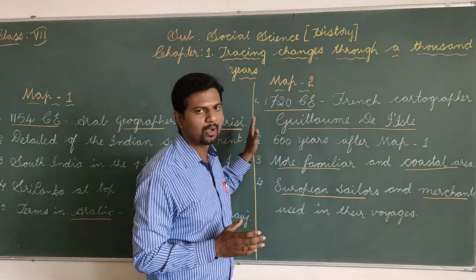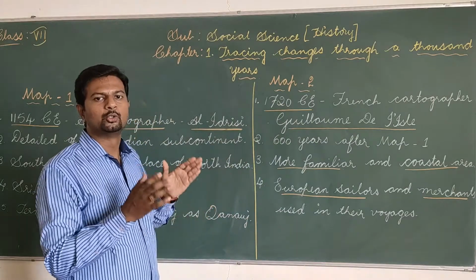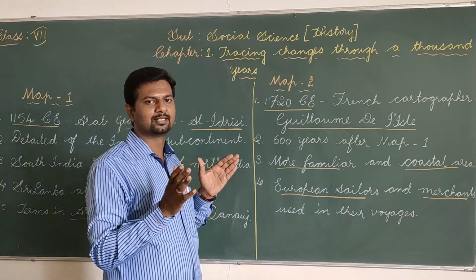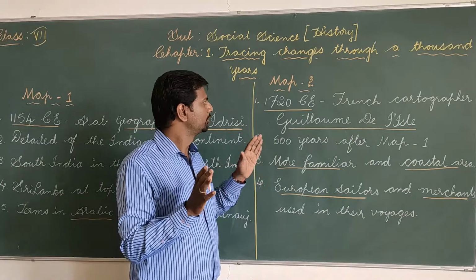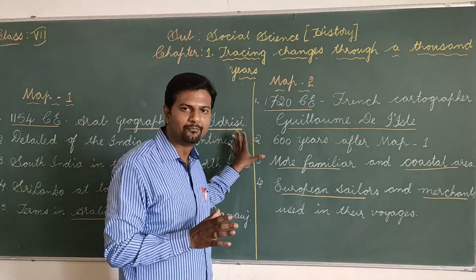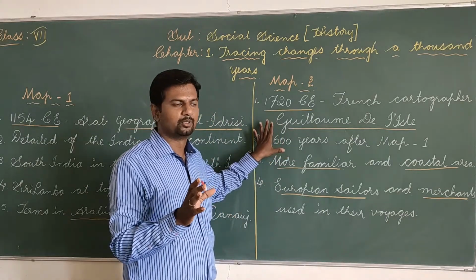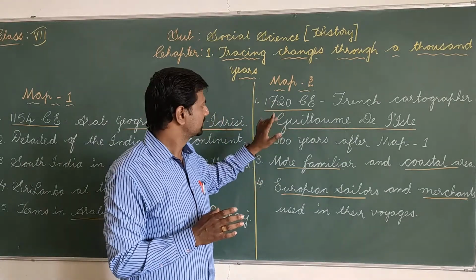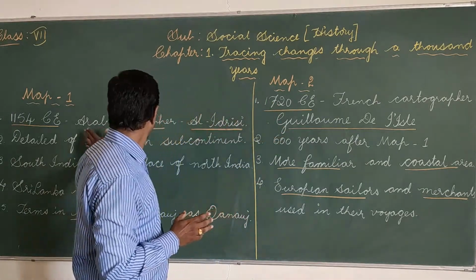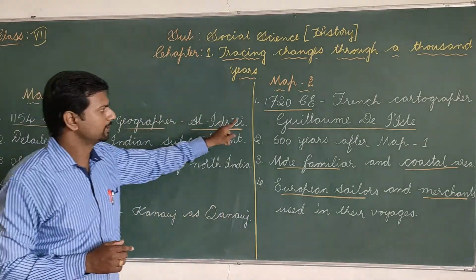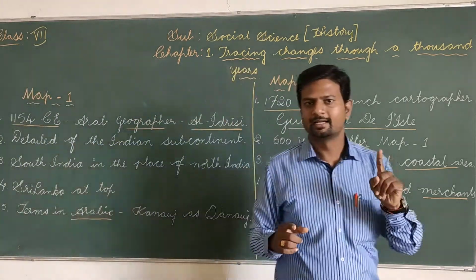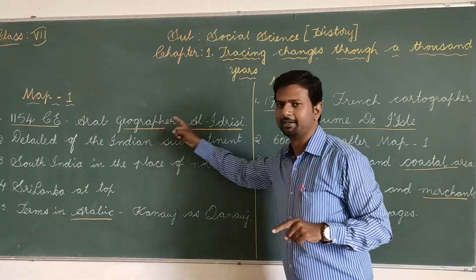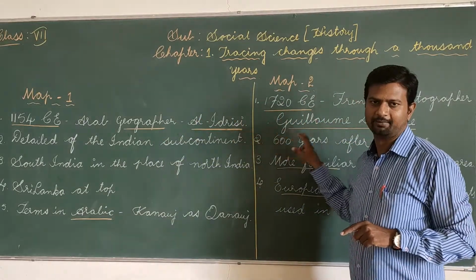So these two maps are very important to understand the complete lesson. Unless you understand these two maps and the difference between them, you are not able to understand the complete lesson. Understand? The first thing you need to know is the date, remember both the dates, okay, and the country they belong to, and the person's name.